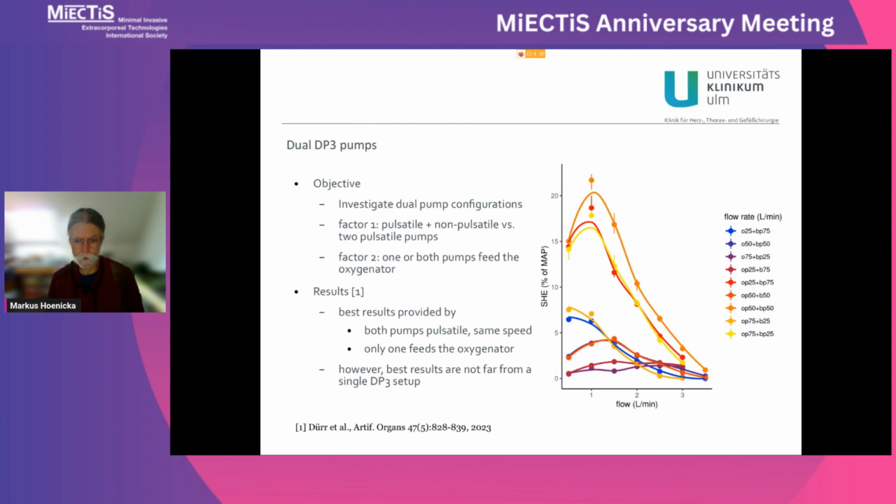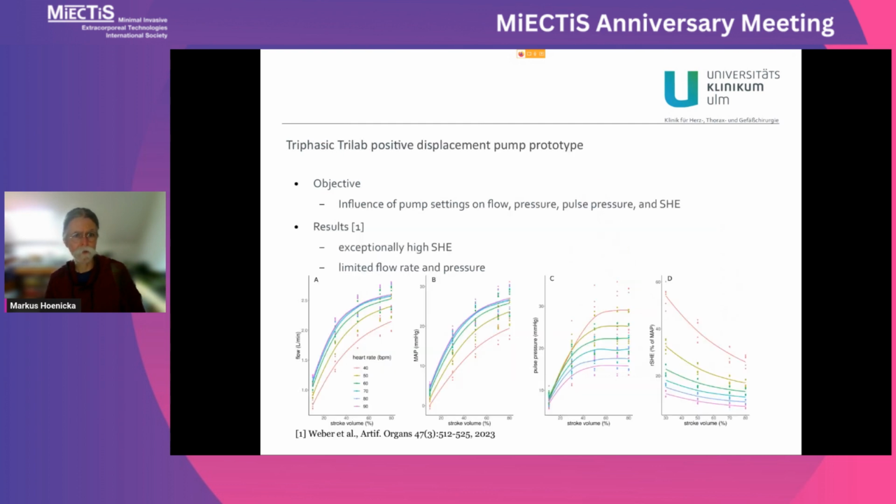And we also investigated whether it makes a difference to run both pumps through the oxygenator or have one pump bypass the oxygenator. The result was essentially that it is best to run both pumps at the same speed, both pulsating, and have only one running through the oxygenator. And this gave the best readings, although the improvement over a single DP3 setup is not very impressive. So this was interesting, but did not actually provide a solution to improve the SHE at high flow rates.